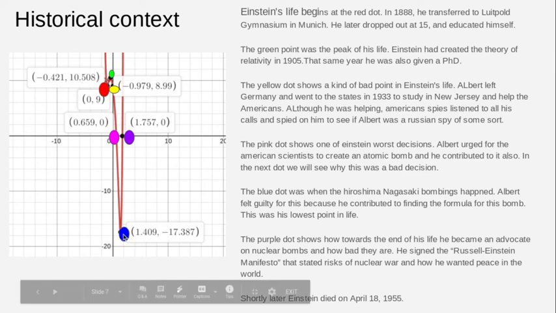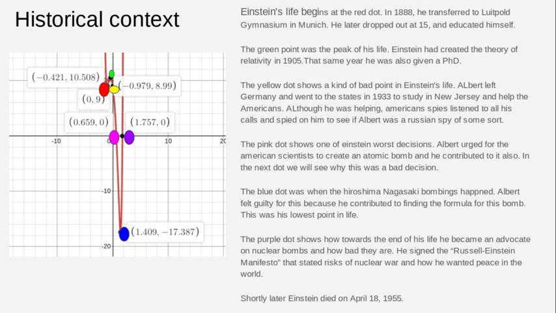So now we have the worst part of his life, which was the blue dot. The blue dot was when the Hiroshima and Nagasaki bombings happened. Albert felt guilty for this because he contributed to finding the formula of this bomb. This was the lowest point in his life because he felt guilty for all the innocent lives that were lost.